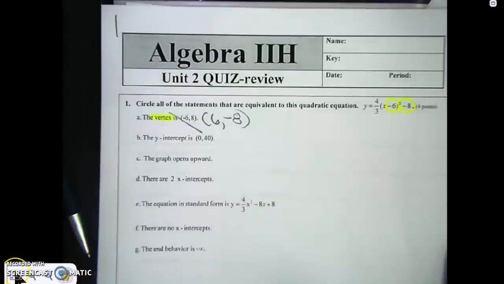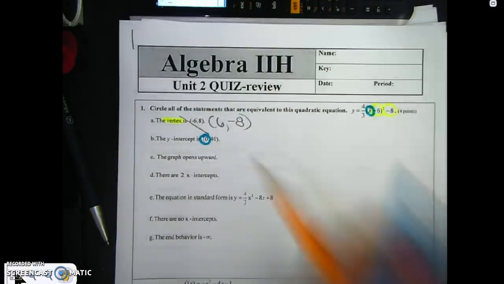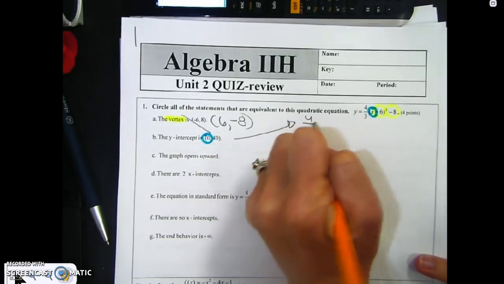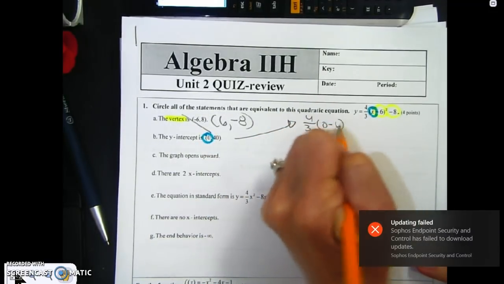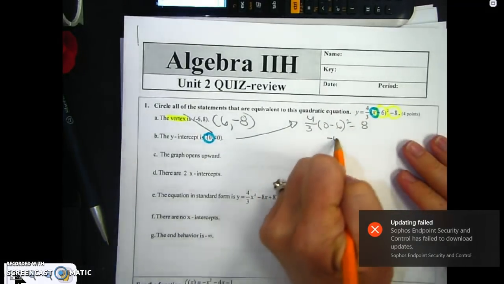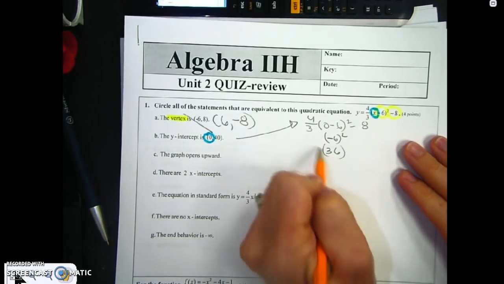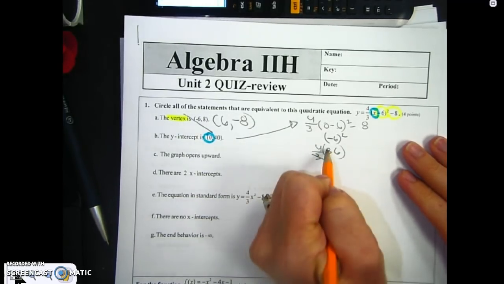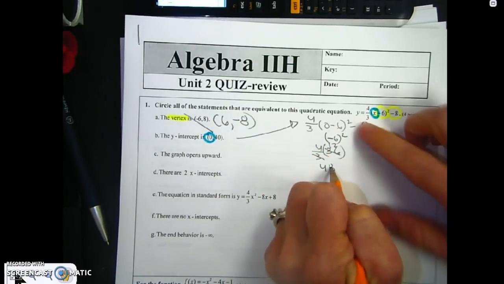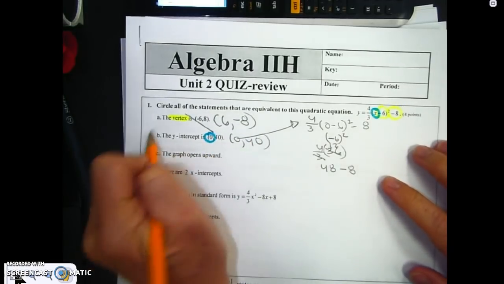To get the y-intercept, you take 0 and you plug it in for x. So I'm going to go 4/3, 0 minus 6, squared, minus 8. Based on PEMDAS, 0 minus 6 is -6 squared, which is 36. 36 times 4/3, 3 goes into 36 12 times, and 4 times 12 is 48. Don't forget the -8. So it's 40. That's a possible answer.